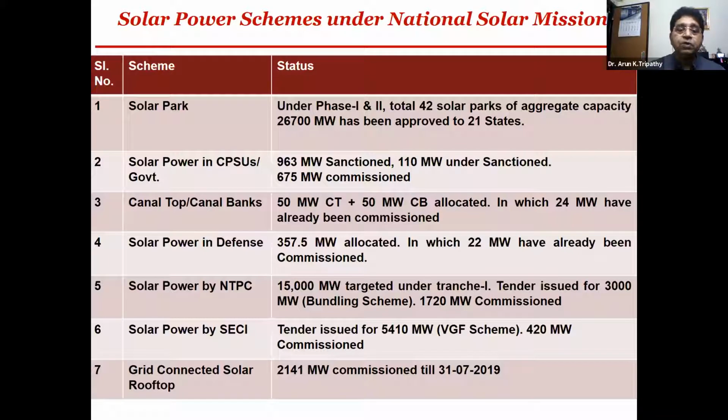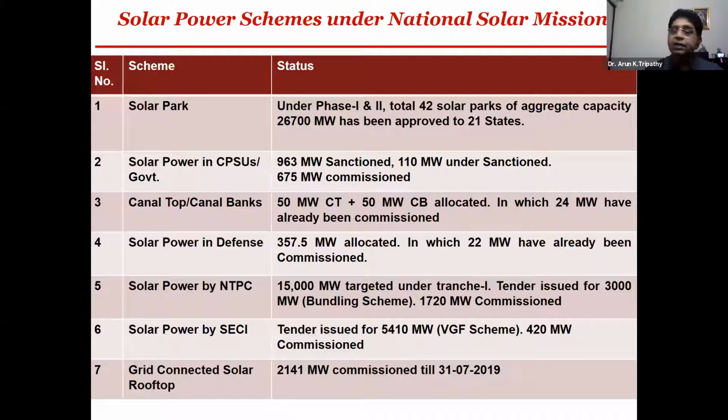Then solar energy is being tapped through defense, canal and canal top solar power plants. Then solar energy through NTPC, which are the giants for the power generation system. So they have also come into the solar business. That is how solar power is being developed on a very large scale in the country. Solar Energy Corporation of India is a new corporation developed by our ministry. So this corporation is looking after the overall development of solar power in the country.